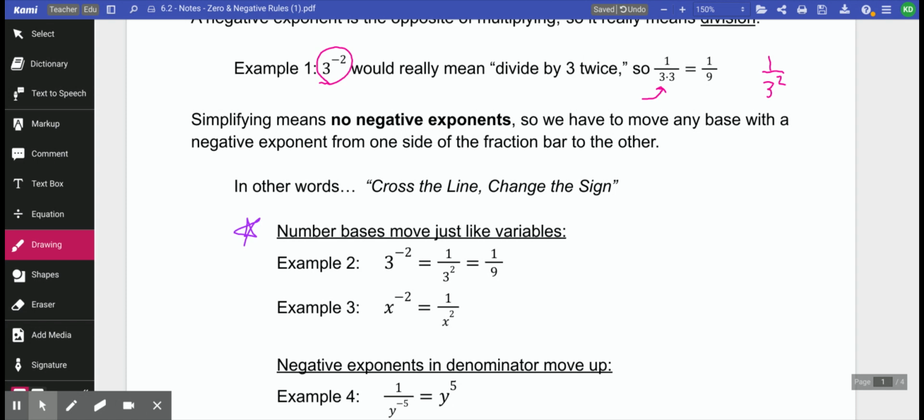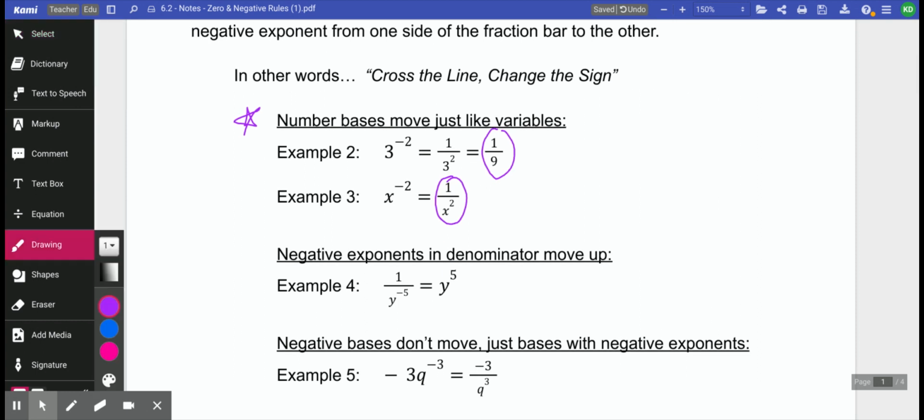Here are some examples of a base that's a number and a base that is a variable. Number bases move just the same way as variables, but you might need to simplify them. So 3 to the negative 2, we already talked about, becomes 1 over 3 squared, which is 1 over 9. X to the negative 2 power would be 1 over x squared, and we can't simplify that any further. That just is what it is.